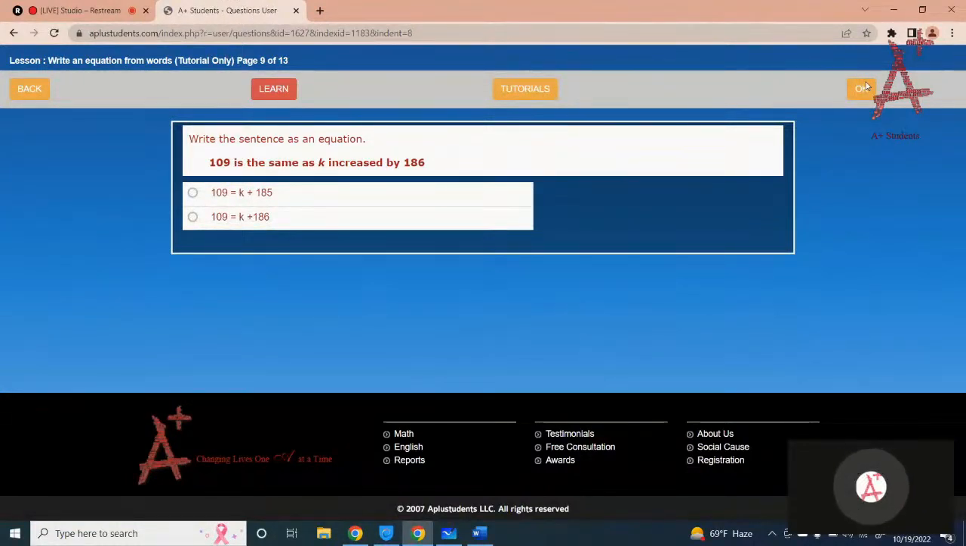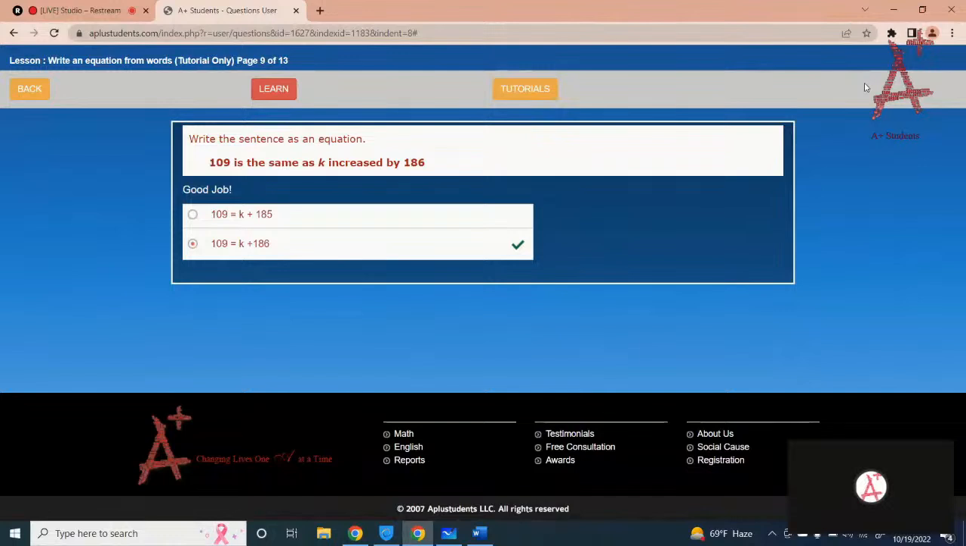Okay, 109 is the same as k increased by 186. That means 396 equals k increased by 186. So increases are always positive. So it would be k plus 186. Got it? That is the second option. So select the correct option and click on the OK button.